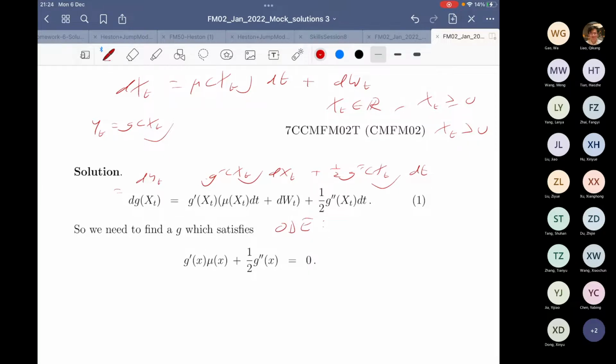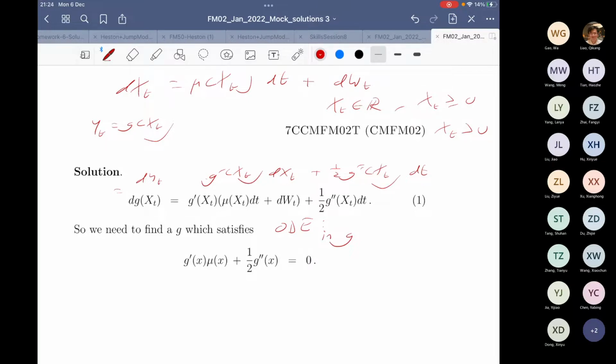As I said, this is just me reading off g' of x times mu of x plus a half g'' of x. The funny thing about this ODE is that it has a first derivative term and a second derivative term, but doesn't actually have a g term itself. So it's an ODE for the unknown function g, but it only has derivatives of g. This is as far as I got in my mind.